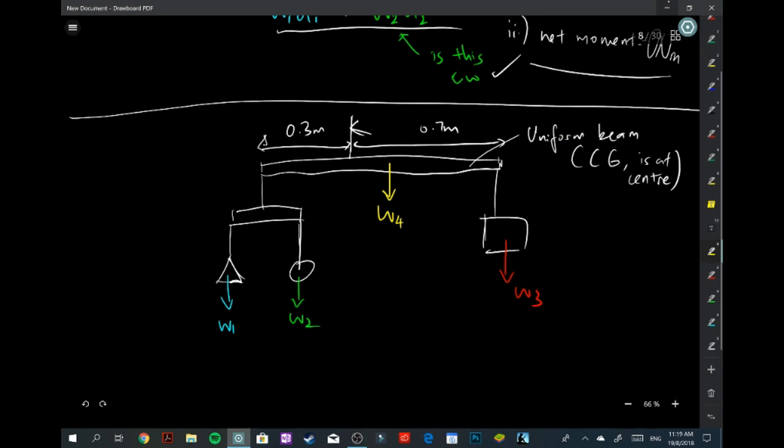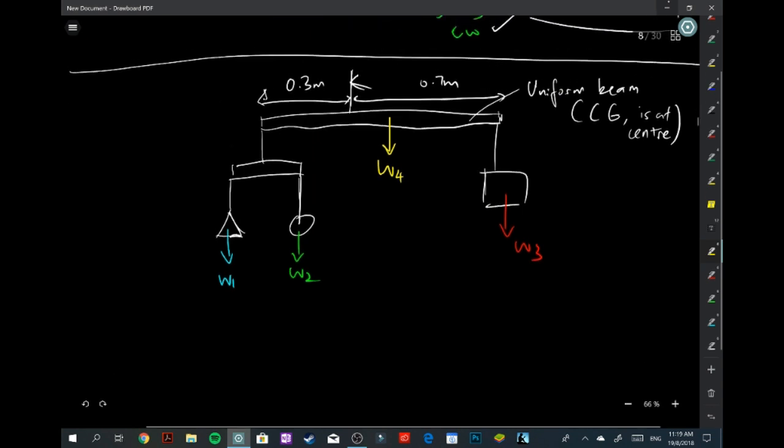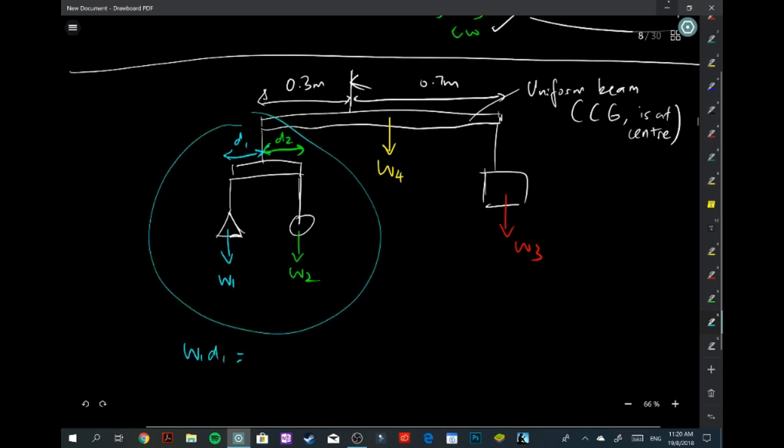First thing first, let's look at this. I think this is quite straightforward. Let's say we call this D1 and we call this D2. So basically for this system, we have W1 D1 equals to W2 D2. So that's for the blue color system.